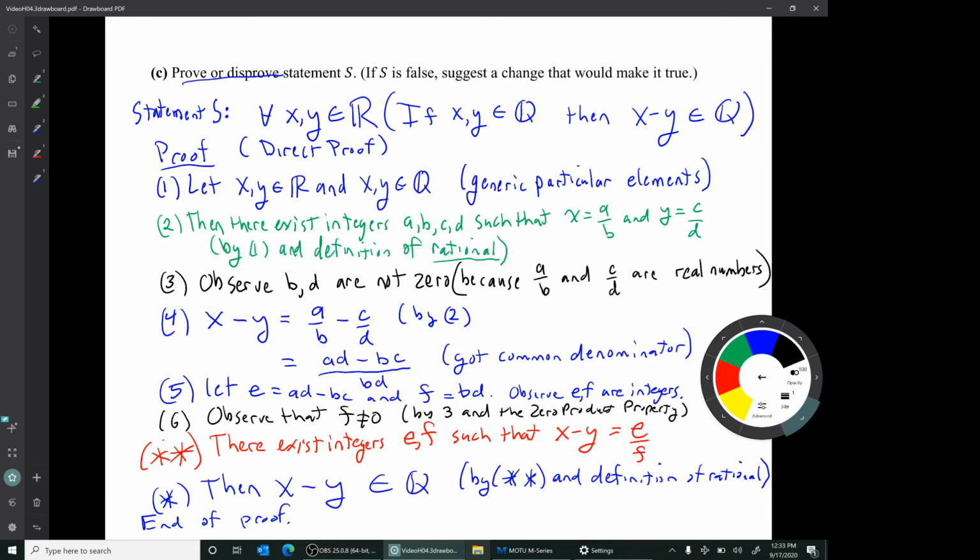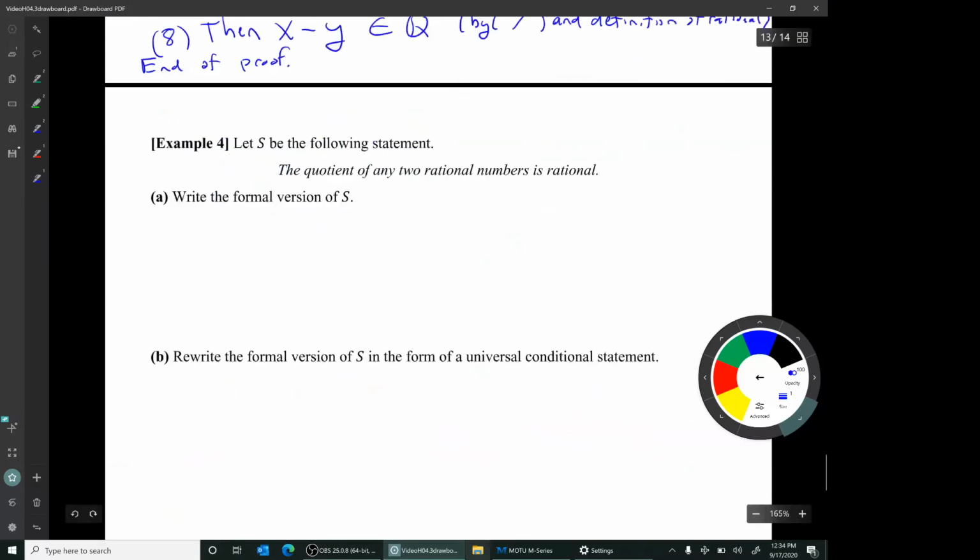Now look, we're ready to go with renumbering our red statement. This red statement is going to be statement 7. The final blue statement is going to be statement 8, and it's going to be justified by statement 7. There's our proof. Let's go on to the next example.